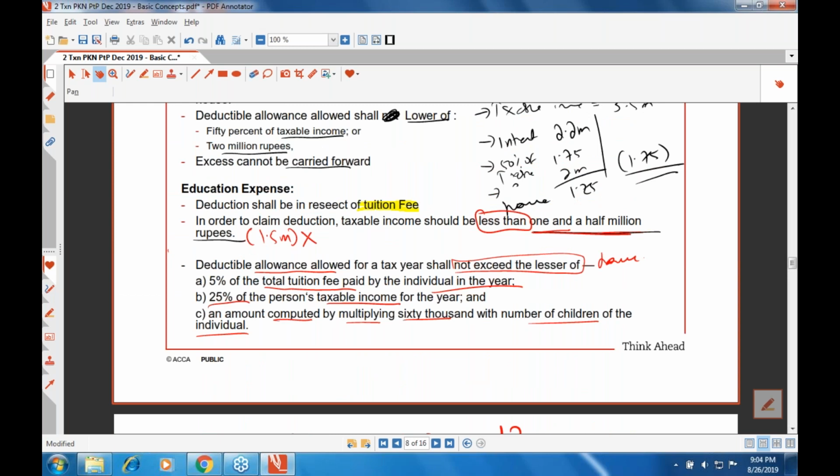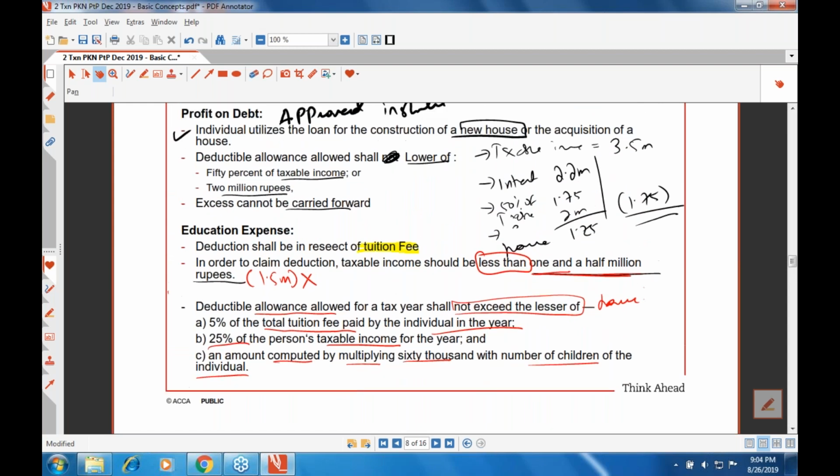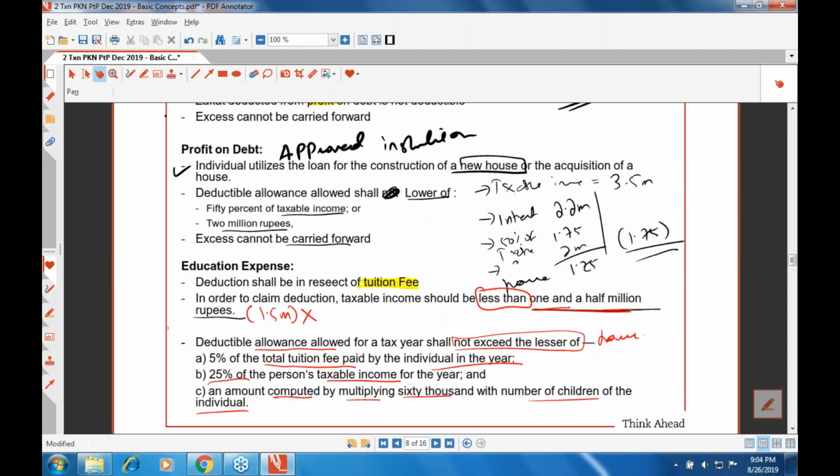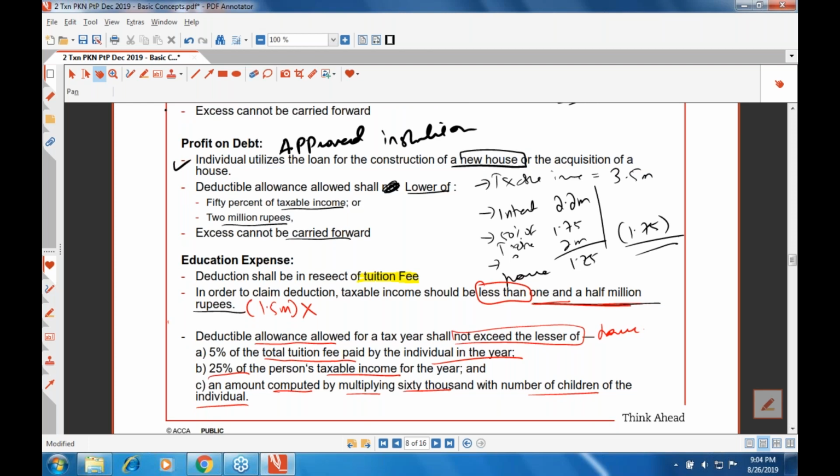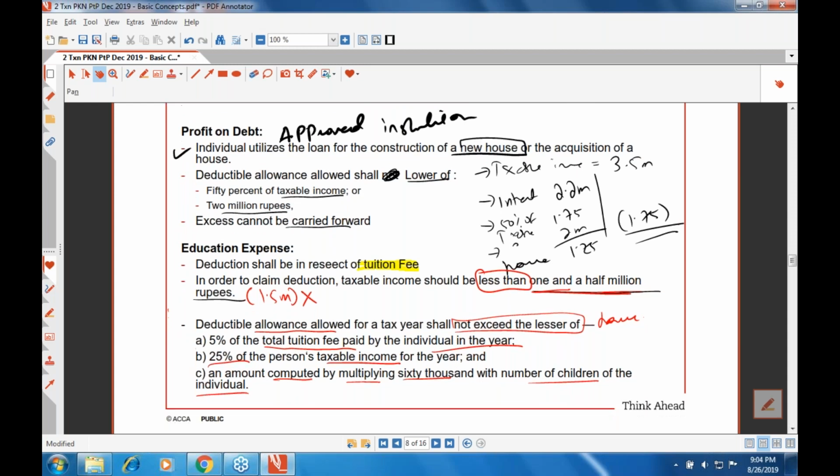And there is a student, Imad, who is asking, is this only applicable to individuals? Yes, only to individuals. And somebody is also asking, are there any approved institutions for the deductible allowances for this? They have to be registered. You have to show the NTN of the school and the college where your kids are studying. You have to demonstrate to the government that they hold a valid NTN.